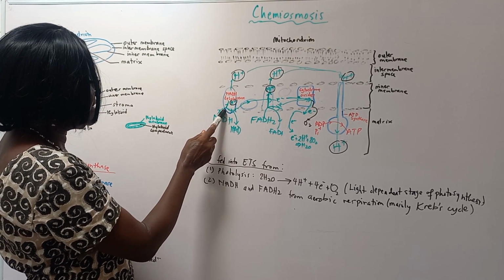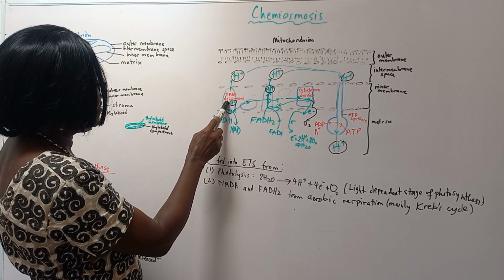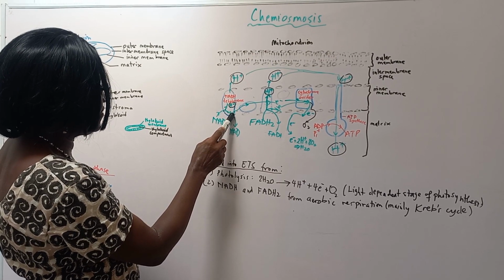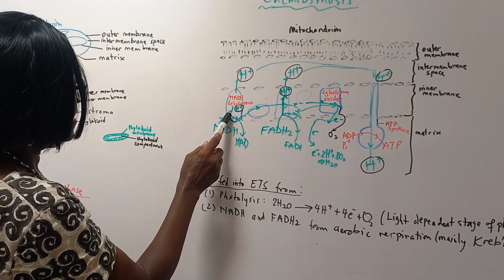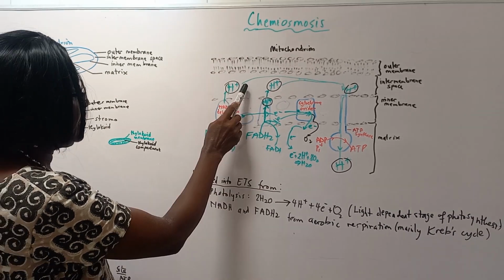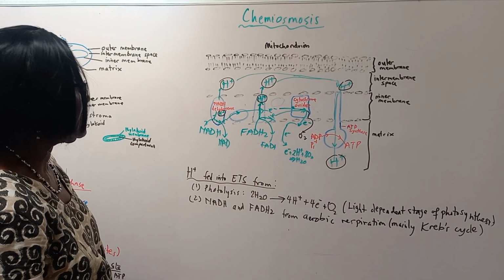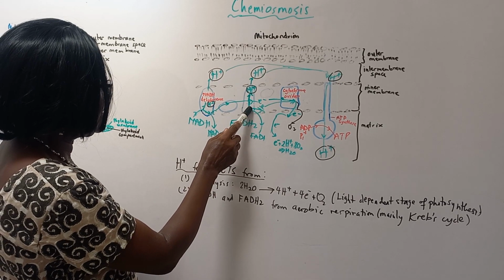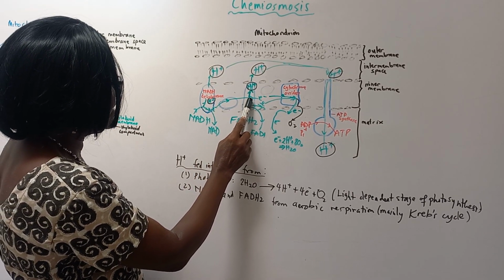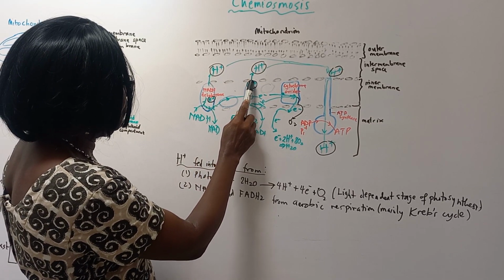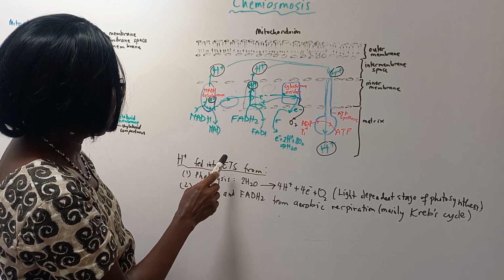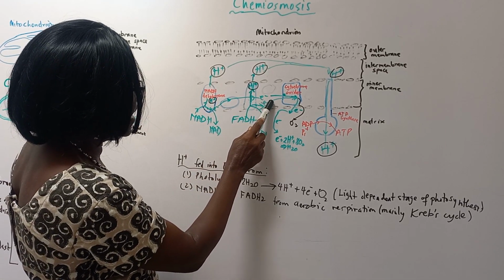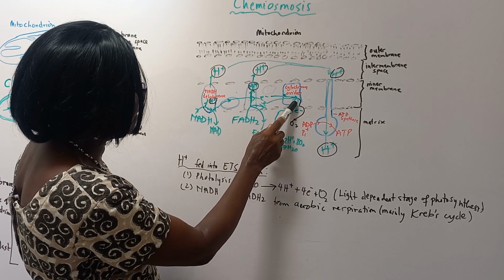Reduced NAD oxidizes, produces the hydrogen ions and electrons and becomes NAD. Then the hydrogen ions are pushed into the intermembrane space. Hydrogen comes as reduced FAD. Reduced FAD oxidizes, giving out its hydrogen ions, which are pushed into the intermembrane space. The electrons are carried on through the electron transport system.